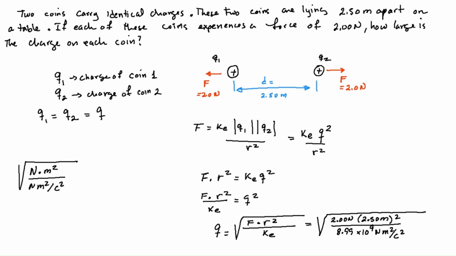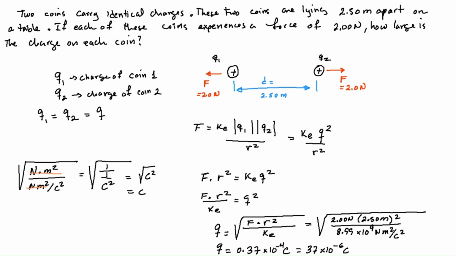So you will cancel out, just to show you quickly the analysis of the units, this Newton meter square with this Newton meters square. So you will have the square root of 1 over Coulomb square, which is going to be the square root of Coulomb square, which is going to be Coulomb. So when we do that calculation, you're going to get approximately 0.37 times 10 to the negative 4 coulombs, which, to rewrite in microcoulombs, is 37 times 10 to the negative 6 coulombs, and 10 to the negative 6 coulombs is a microcoulomb, so this would be 37.0 microcoulombs.